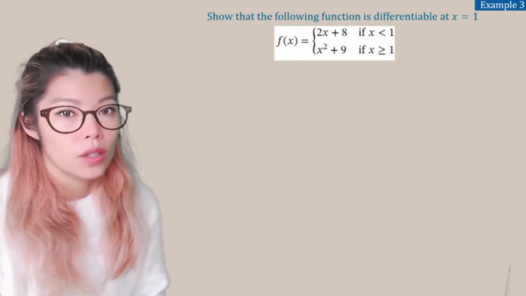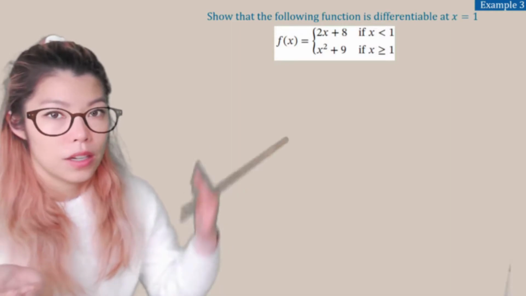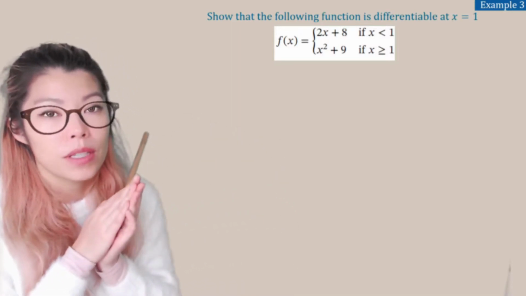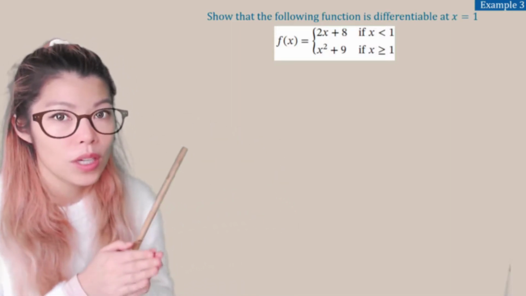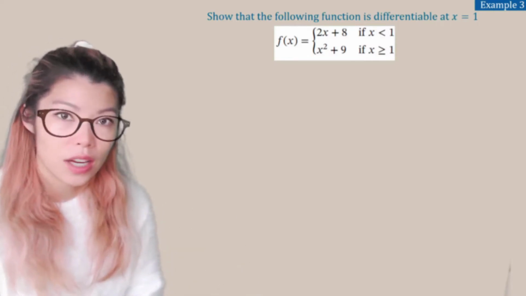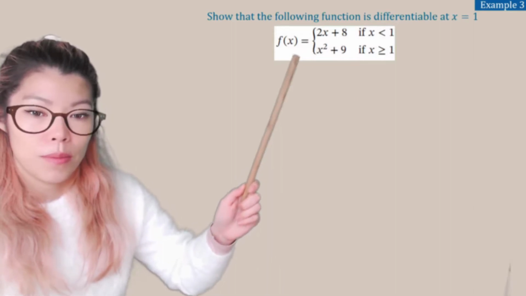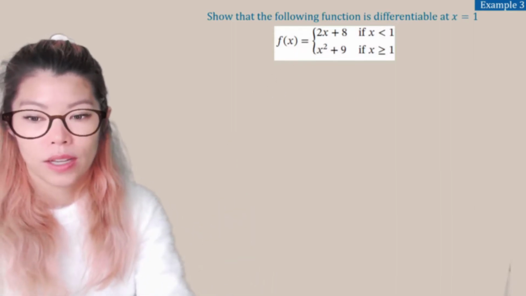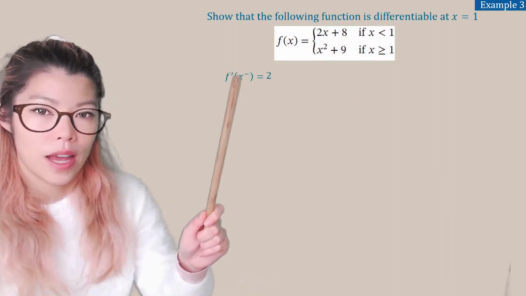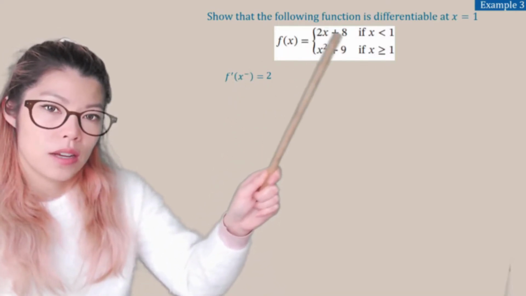Differentiation is the same. You try to differentiate from the left, differentiate from the right. If the numbers match, then you can differentiate it at that point. If they don't match, then you can't differentiate it at that point. So let's do the left side. And remember, the left side, you do it by just showing a little negative, so x negative. So from the left side, we have the equation there.